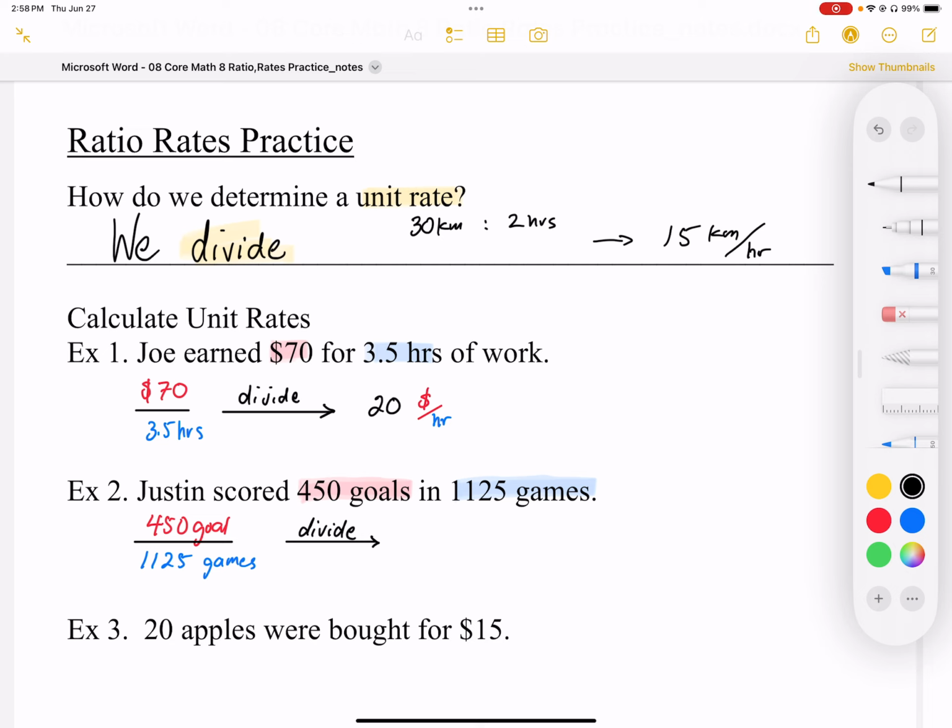450 divided by 1,125. That gives me a number, 0.4. Now the units for this are going to be 0.4 goals. So he doesn't quite score 1 goal for 1 game. So he has 0.4 goals for 1 game, or goals per game.